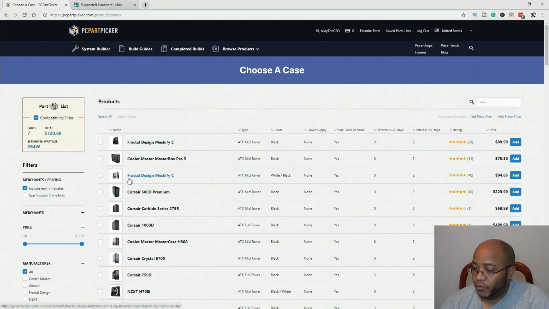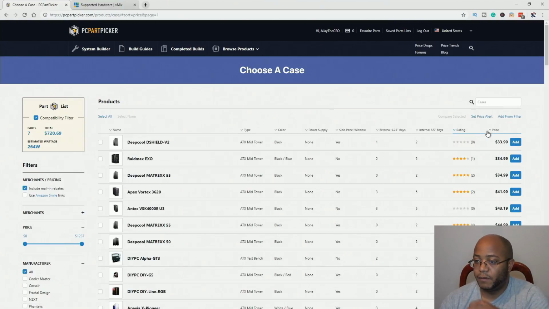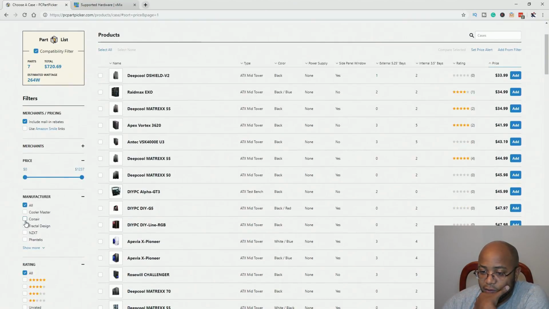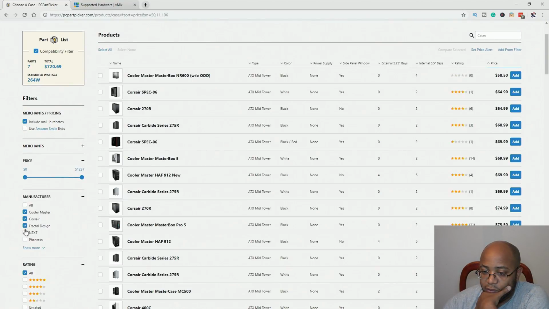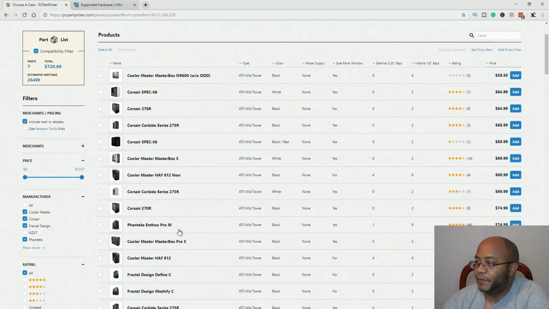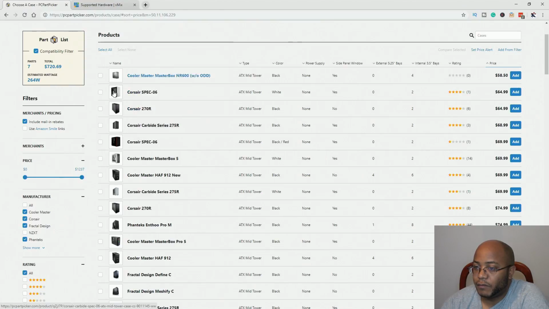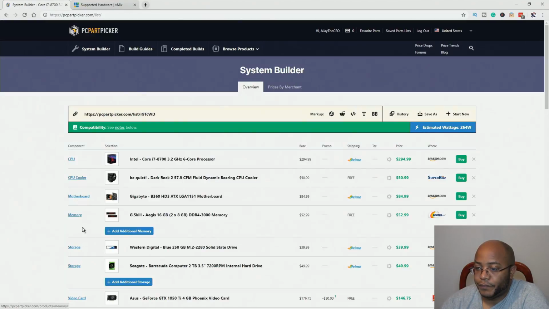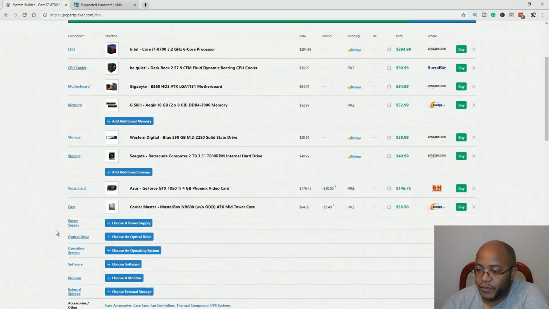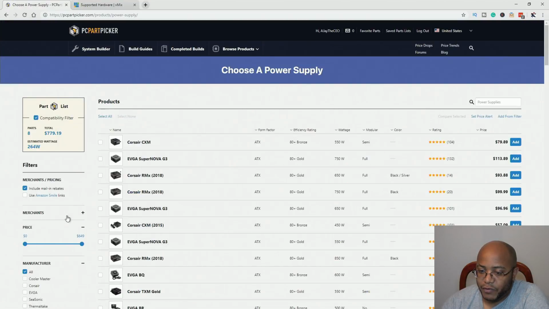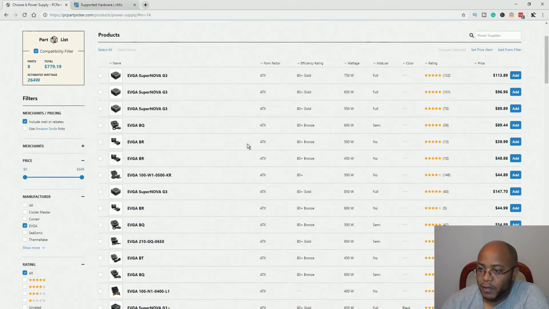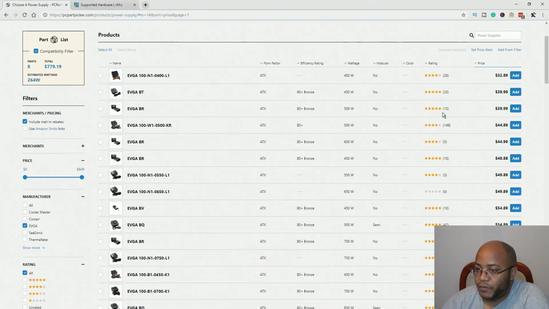Now we don't need something super duper fancy, so let's look at either Cooler Master, Fractal Design, or Fantec. Just want to get something decent. Well, the Cooler Master isn't bad. I think I'll go with that. Alright, so we're already at 260 watts, so a 500 watt power supply will be good. I like EVGA. Let's look for a 500 watt. Alright, right there should be good.